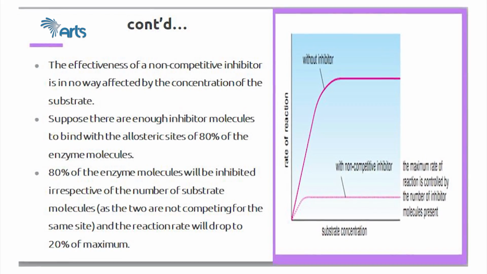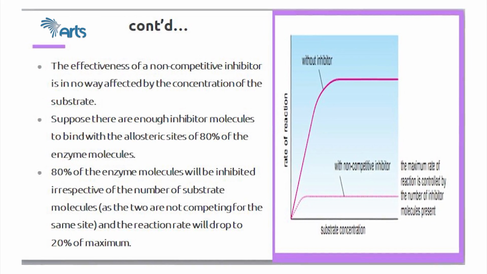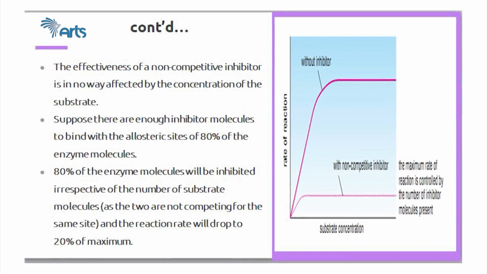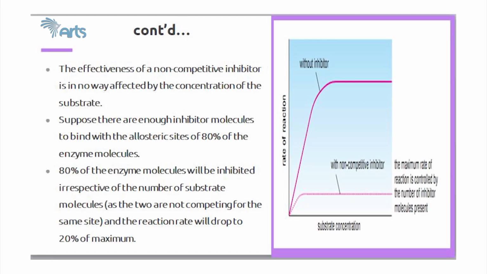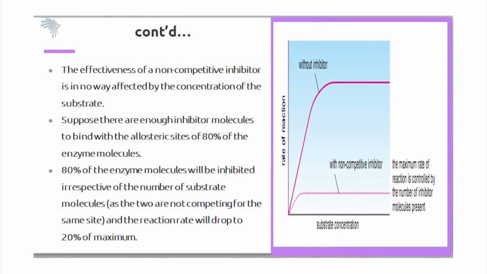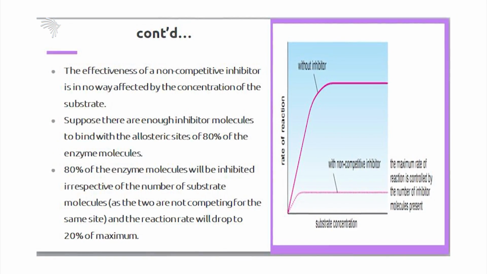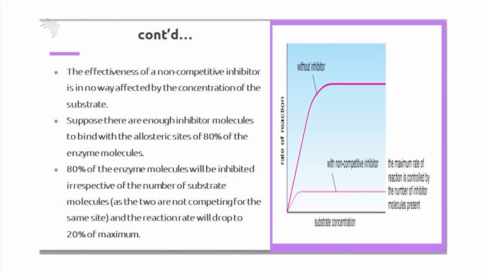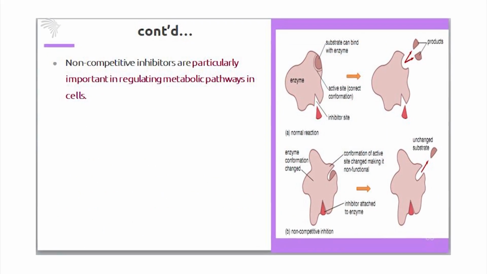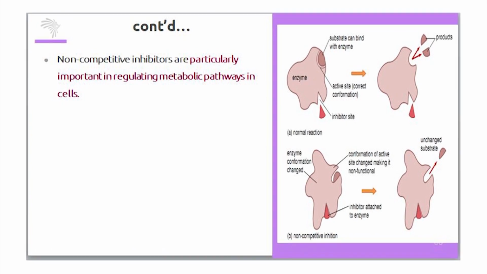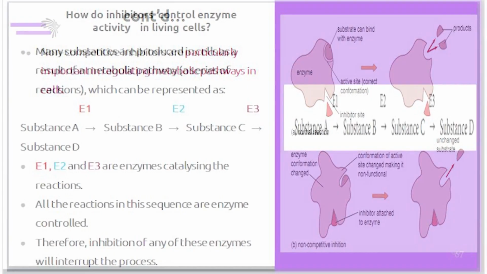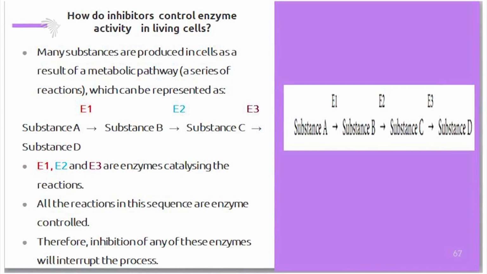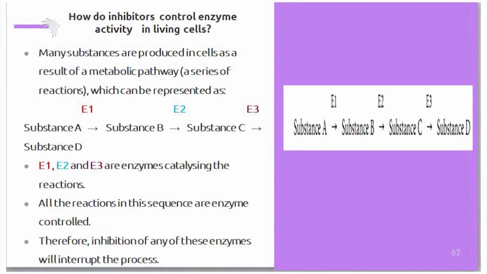Suppose there are enough inhibitor molecules to bind with the allosteric site of 80% of the enzyme molecules. 80% of the enzyme molecules will be inhibited, irrespective of the number of substrate molecules, and the reaction rate will drop to 20% of maximum. Non-competitive inhibitors are particularly important in regulating metabolic pathways in cells. How do the inhibitors control enzyme activity in living cells?